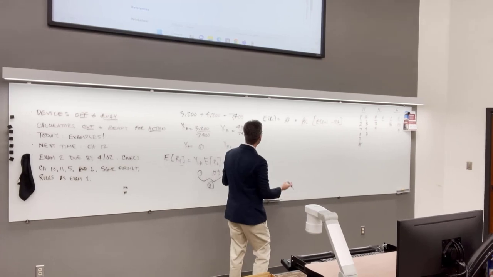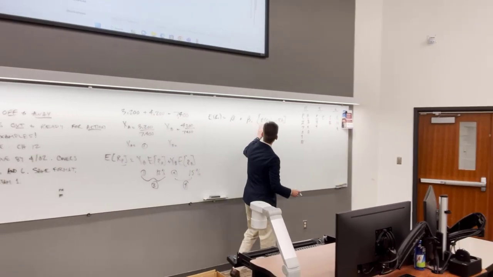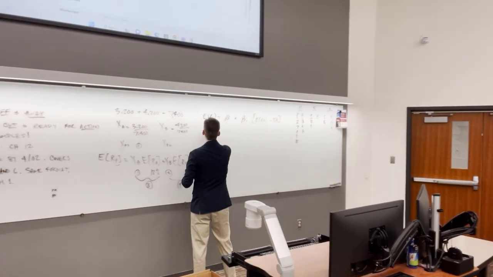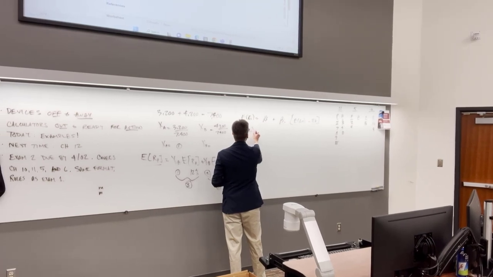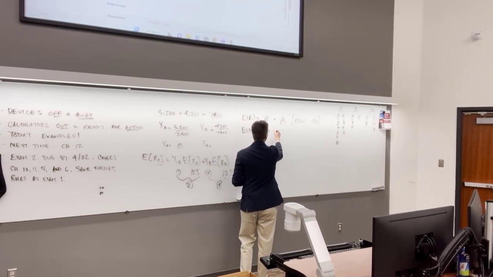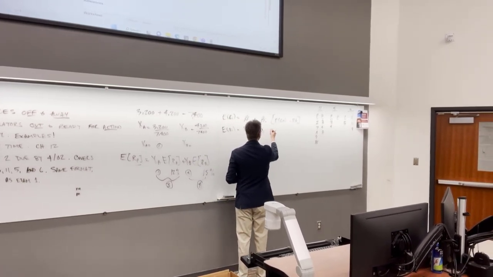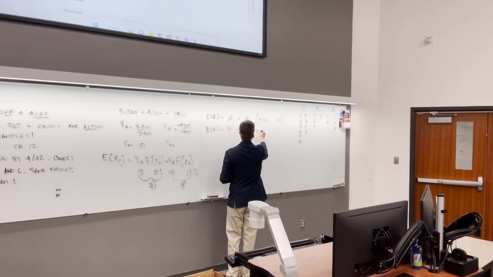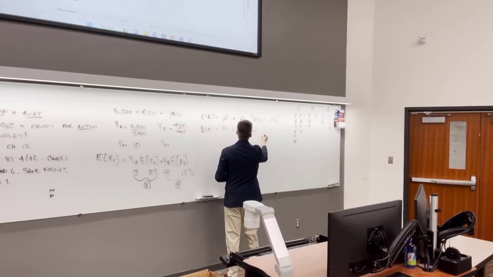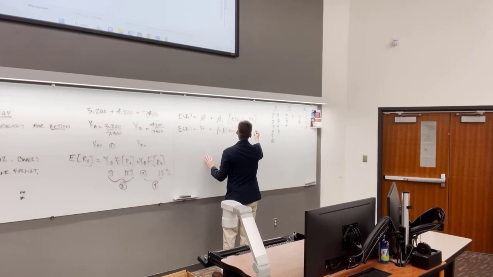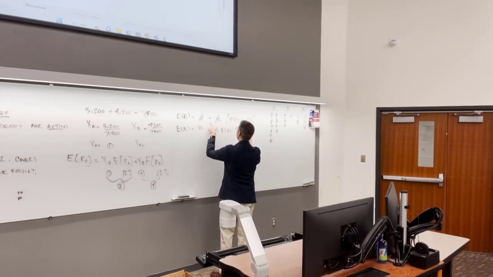So what's the first thing that I'm going to do? I'm going to distribute this beta into here. So the expected return on stock I is equal to the risk-free rate plus beta sub I times the expected return on the market minus beta sub I, oh, actually plus, right? Because, oh, no, it's minus. Minus beta sub I times the risk-free rate.